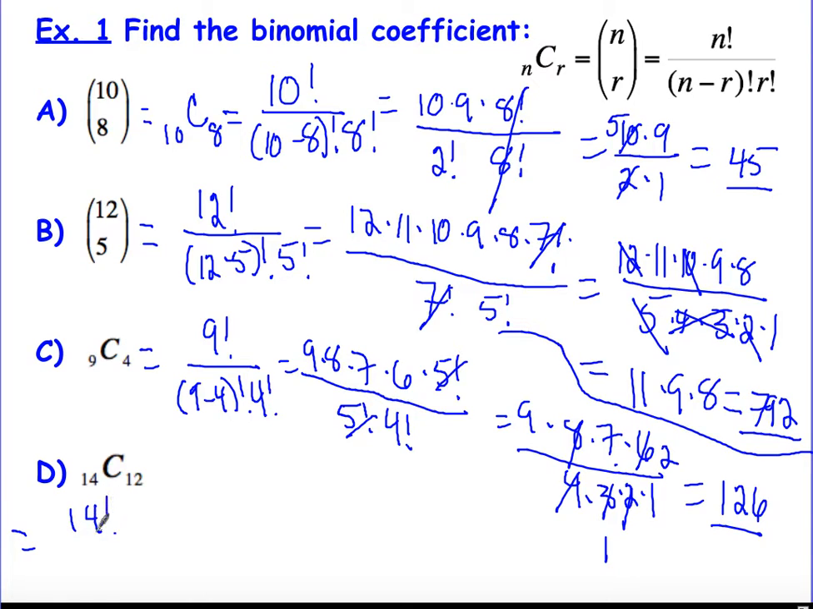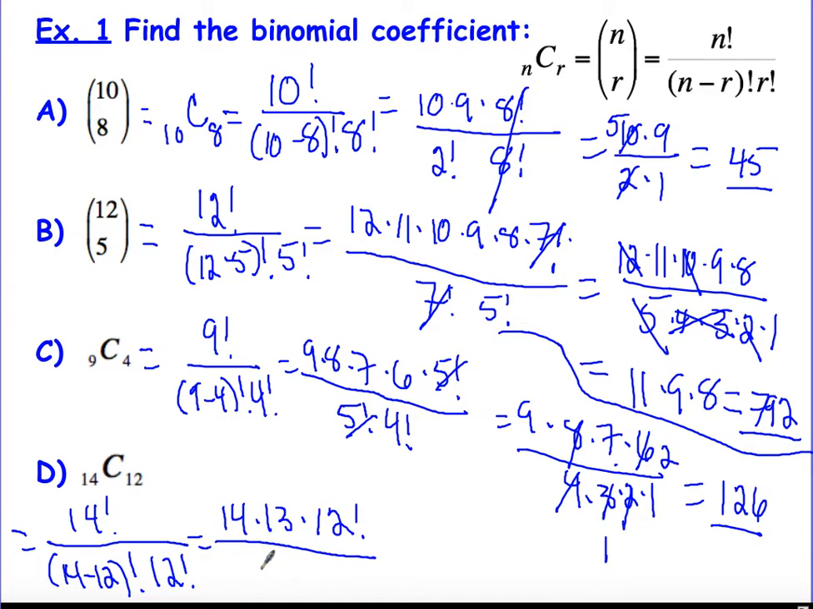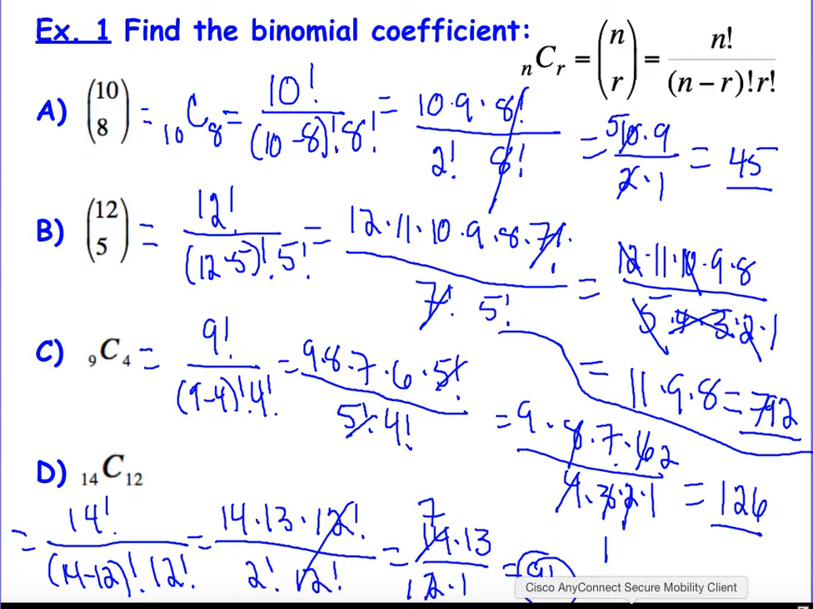And we'll go one more here. So we have 14 factorial over 14 minus 12 factorial times 12 factorial. This one's actually going to be much easier than it looks at first, because all kinds of stuff is going to go away. So we have 2 factorial times 12 factorial. These cancel each other out. Remember, 2 factorial is really 2 times 1. And 2 can go into 2 once. 2 can go into 14 7 times. 7 times 13 is 91.